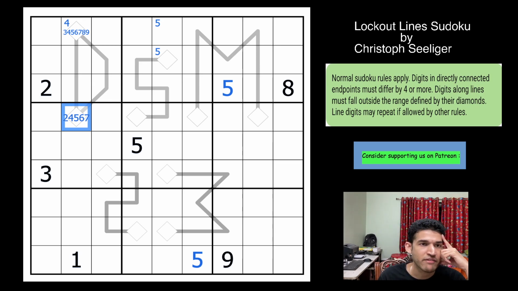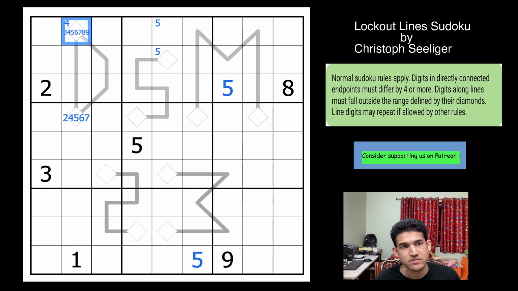And I don't think I can have a 5 here. Can I? Not possible. Because if I have a 5 here, the only possible digits are 1 or a 9, right? When you have 5 in one of the diamonds, you can easily deduce it from the rules as well. The difference is at least 4. And when you have 5, only 1 or 9 are the only 2 digits possible. So 5 cannot go here because this cell is not 1 or 9. 5 is eliminated.